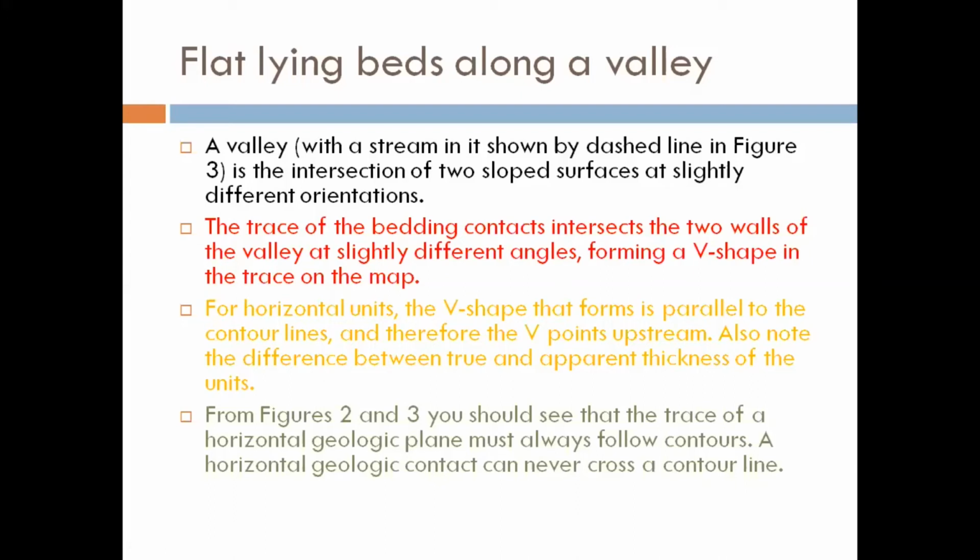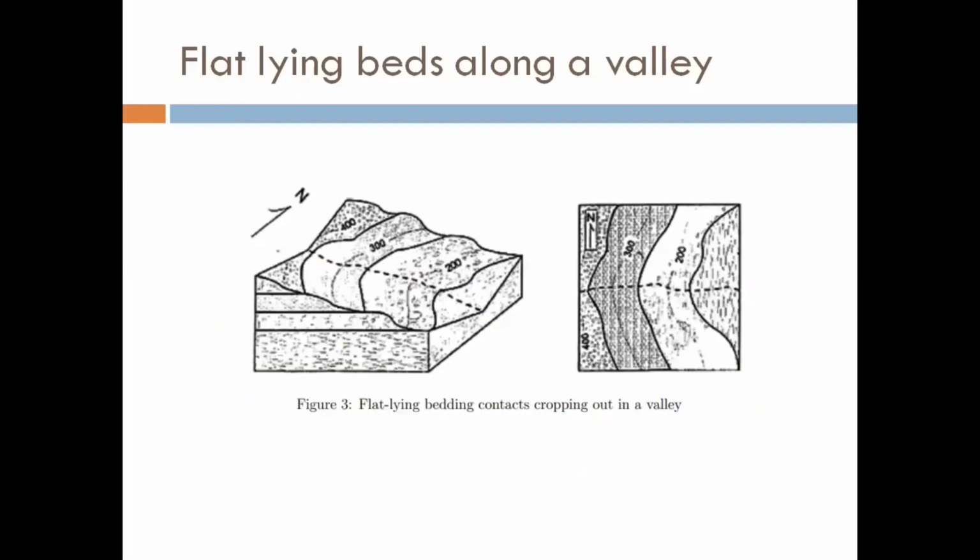As you can see, for horizontal units, the V shape that forms is parallel to the contour lines, and therefore the V points upstream. Also note the difference between true and apparent thickness of the units. So we will see how these things look. You can see that here we again have horizontal strata, but in the center, the dotted line you see is actually a stream, and that stream is forming a valley.